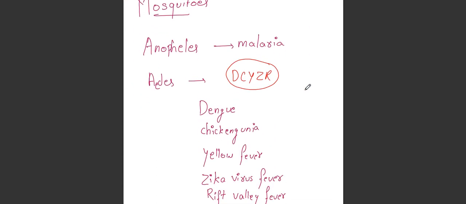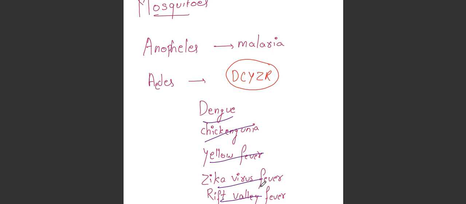Then some other golden rules, like in case of the mosquito, Anopheles mosquito, you all know that female Anopheles causes malaria. This is what we learned from our 10th class. Then Aedes mosquitoes, mnemonic "DCYZR", which are caused by some diseases. D is for dengue, C is for chikungunya, Y is for yellow fever, Z is for Zika virus fever, R for Rift Valley fever.